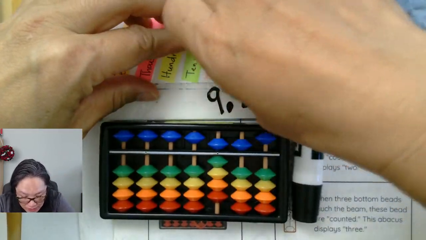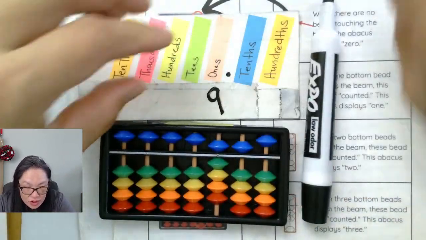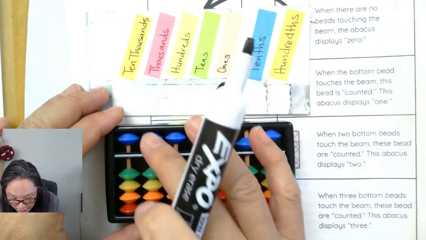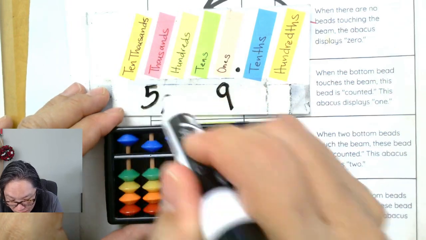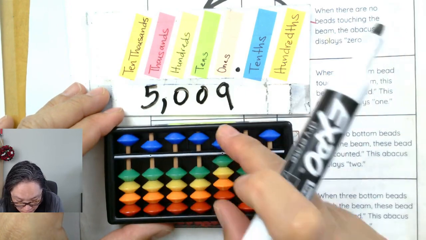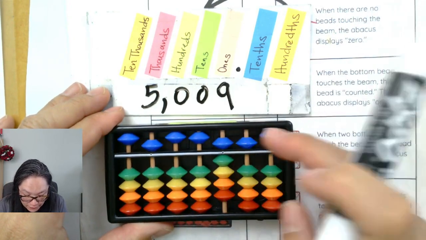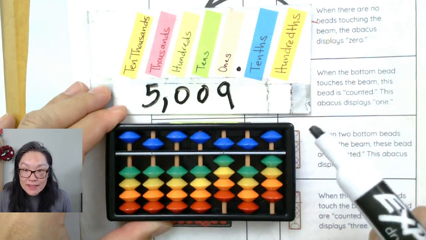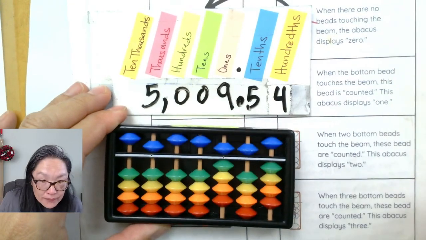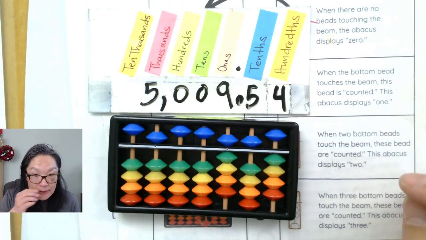So the decimal doesn't matter. It's just a placeholder, just like our commas over here. If I did 5,000 comma 009, so 5,009 decimal 54, if that makes sense. So 0.54. I don't know if Shelly's still here. Does that make sense, Shelly?